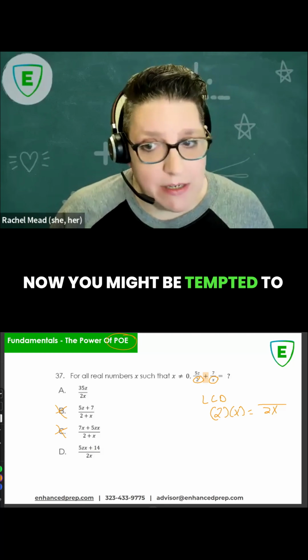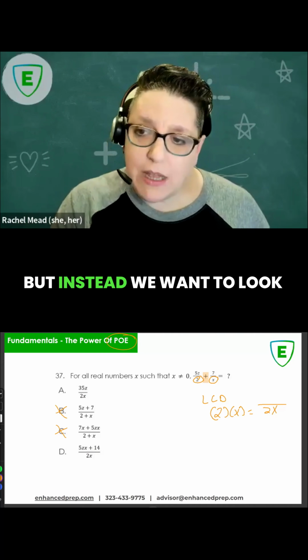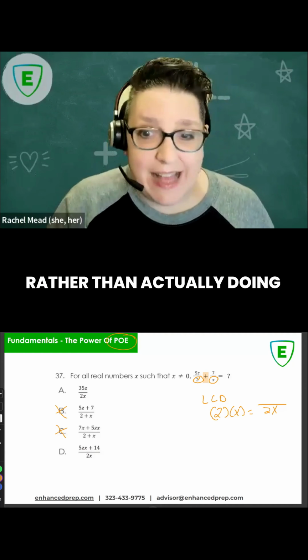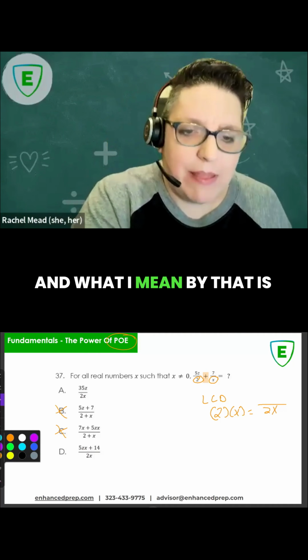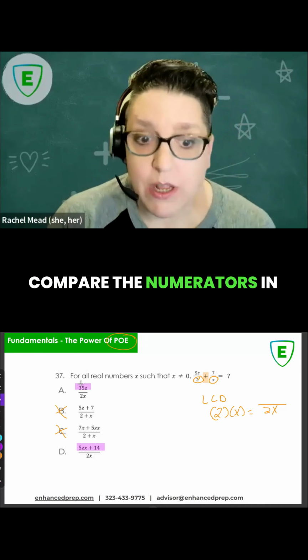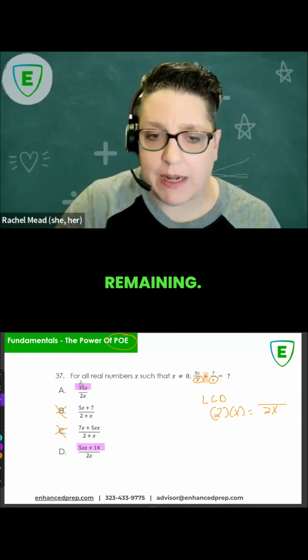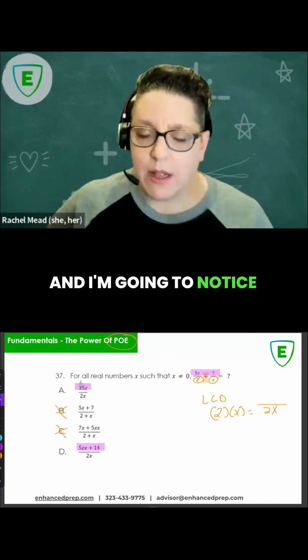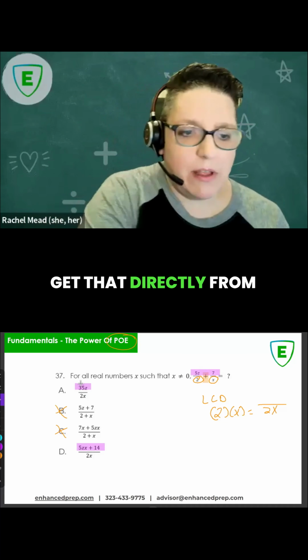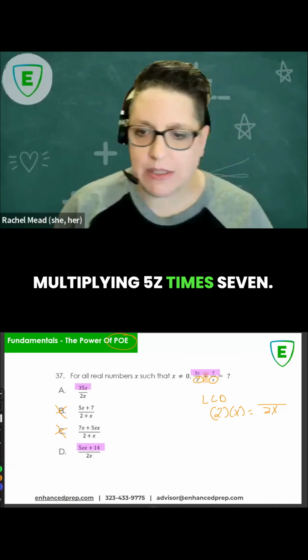Now, you might be tempted to do more math again here, but instead we want to look at what math we should do rather than actually doing it. And what I mean by that is I want to just quickly compare the numerators in the two answers that I have remaining. And I'm going to notice that if I were to choose answer choice A, I would get that directly from multiplying 5z times 7.